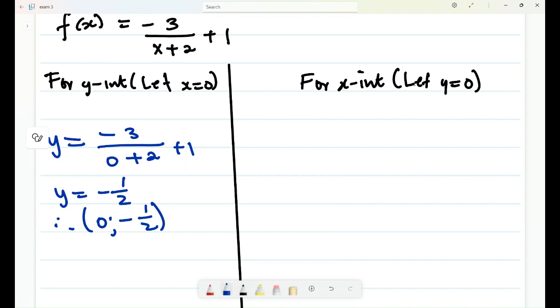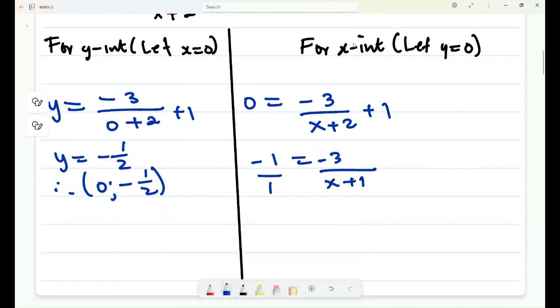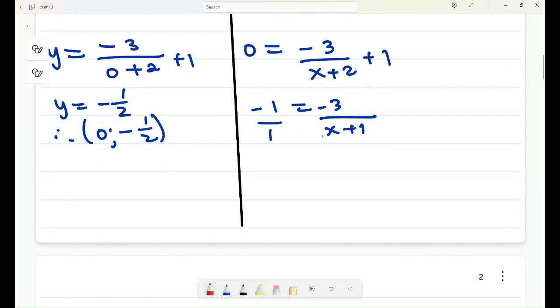Then I come to this side, I have to let y equal to 0. Remember, this is y, right? So it's going to be 0 is equal to -3 over x plus 2, plus 1. I take this 1 to the other side, it is -1 is equal to -3 divided by x plus 2. I normally say do this, divide by 1. Then you have to cross multiply. When you cross multiply, -1 multiplied by x plus 2 is equal to -3 multiplied by 1, it is -3.